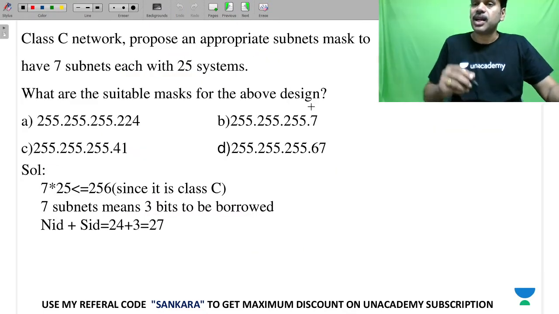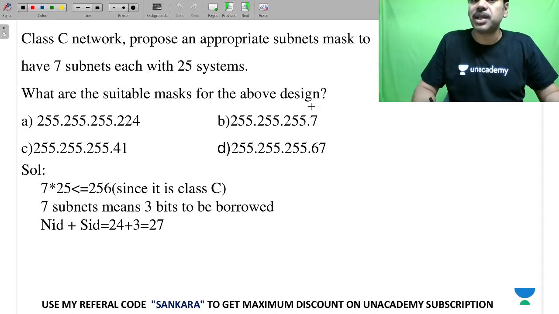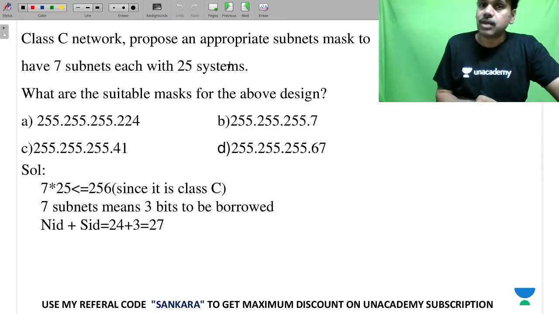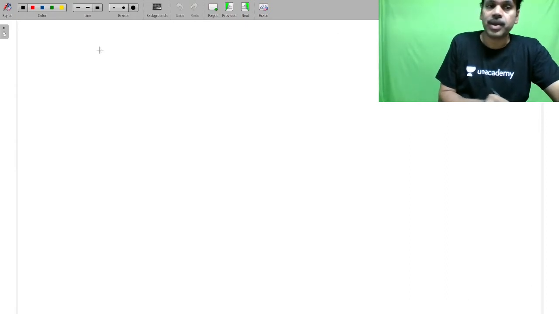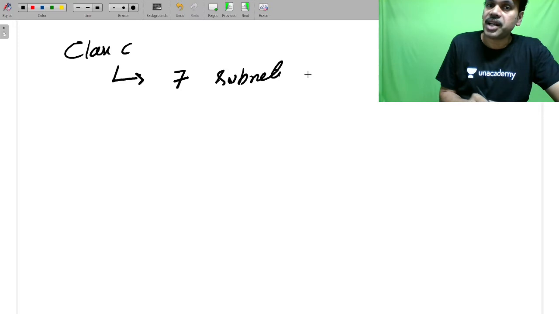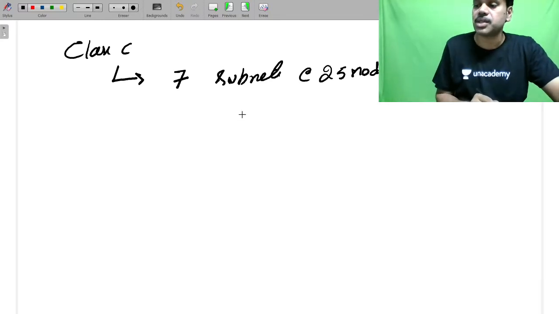So dear friends, let us start the first question on supernetting and subnetting. Let us say, Class C network, propose an appropriate subnet mask to have 7 subnets, each with 25 systems. So Class C we want with 7 subnets and each with 25 nodes. So what is the mask? He is asking what is the mask.